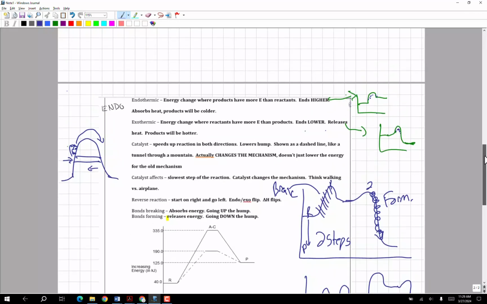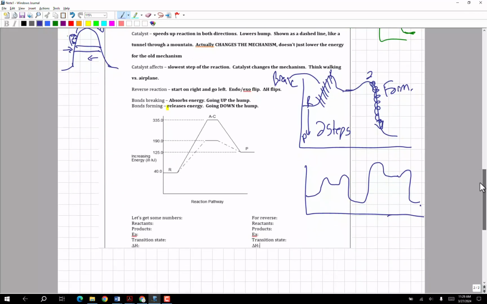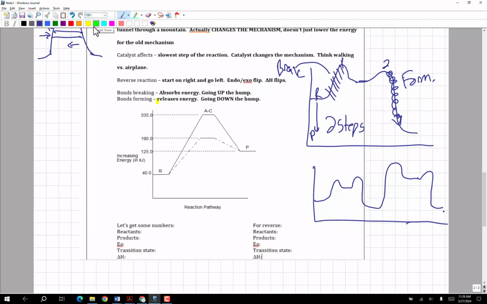Okay. So let's take a look at this guy. Bonds breaking. Let's zoom a little bit more. Just a little bit more. So here we go. We're going to look at this. This is a weird one because they're usually rounded instead of flat, but we'll deal with that. Reaction pathway. Let's get some numbers. The reactants. What's the number for the reactants?